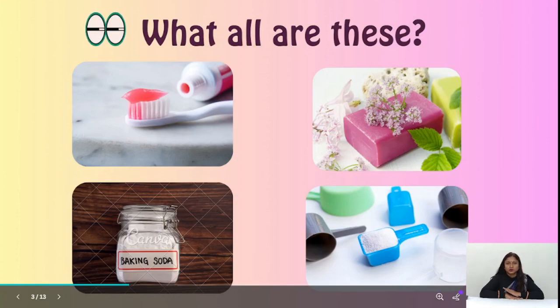Now moving to the next one. What all are these? These are toothpaste, soap, baking soda, washing soda. They all taste bitter. Yes, you know what do you mean by bitter? Bitter means kadwa. They are categorized under the category of bases. Bases are those substances which turn red litmus to blue.